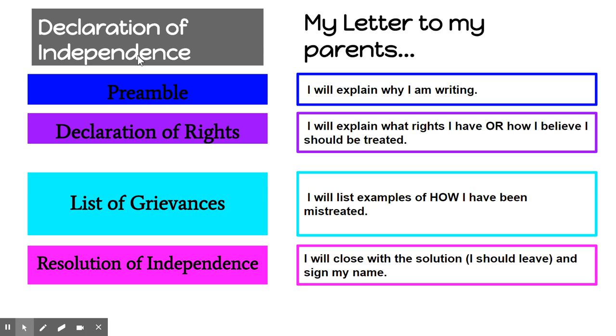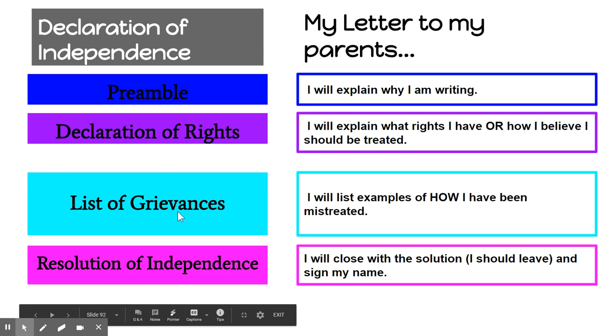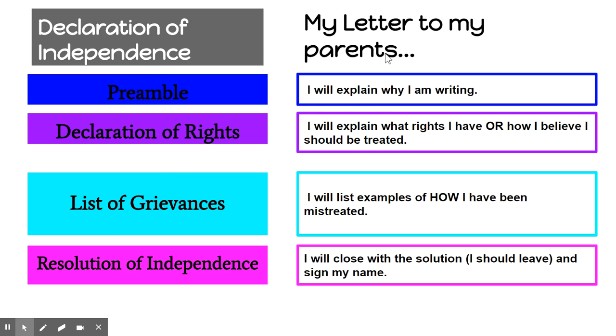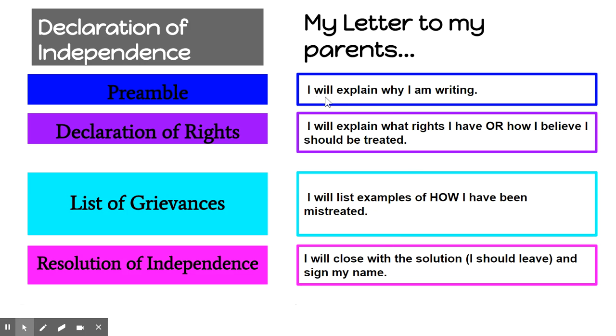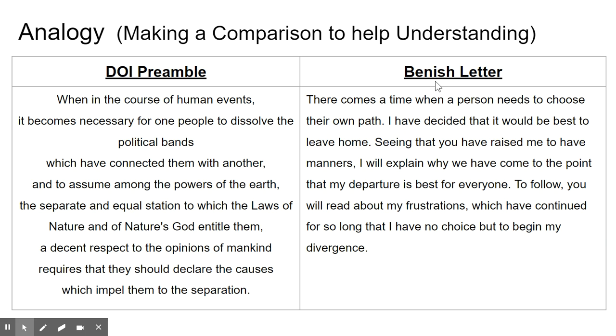So, we have Thomas Jefferson writing here, and Jefferson is writing to England and the world. And here we have Benish writing to her parents. So this is how the Declaration is organized, and this is how Benish's letters are organized. We've only talked about the preamble, so let's focus there. Remember, preamble means introduction. So in Benish's letter, she kind of explains in her intro why she's writing. So let's see if focusing on that comparison helps us understand the preamble better. Okay, so let's read Benish's letter.